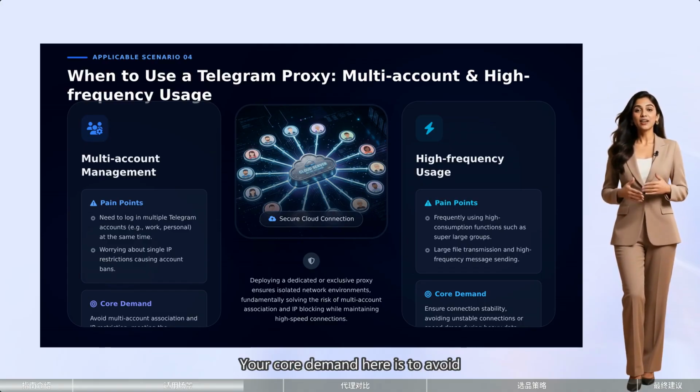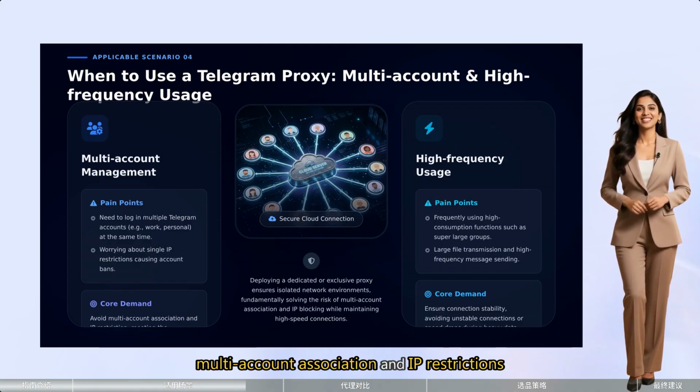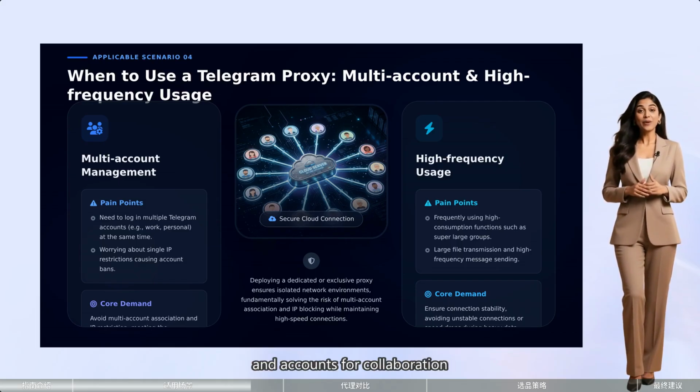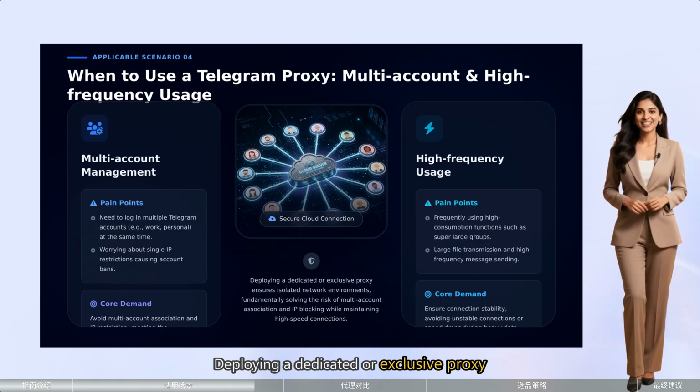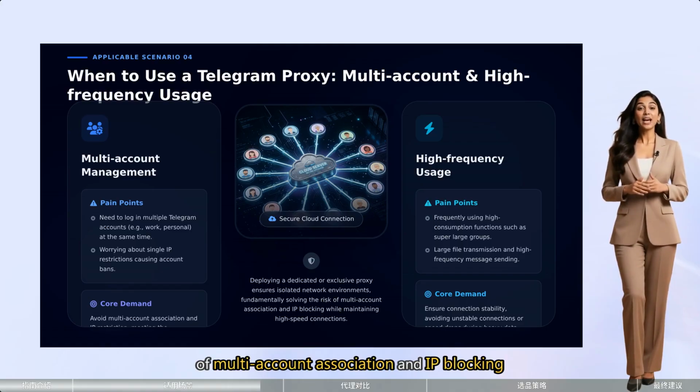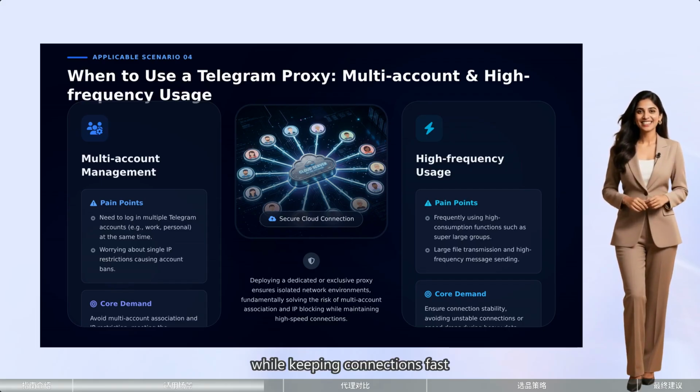Your core demand here is to avoid multi-account association and IP restrictions, so you can use multiple devices and accounts for collaboration. Deploying a dedicated or exclusive proxy creates an isolated network environment, which fundamentally solves the risk of multi-account association and IP blocking while keeping connections fast.